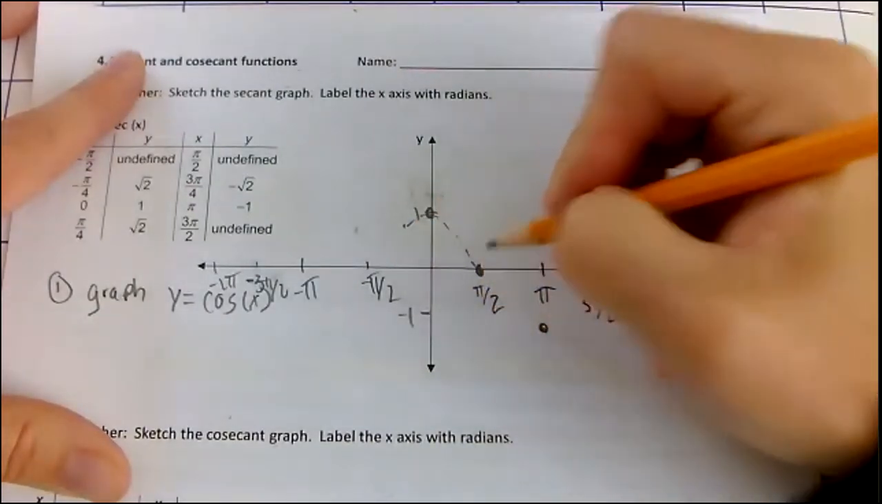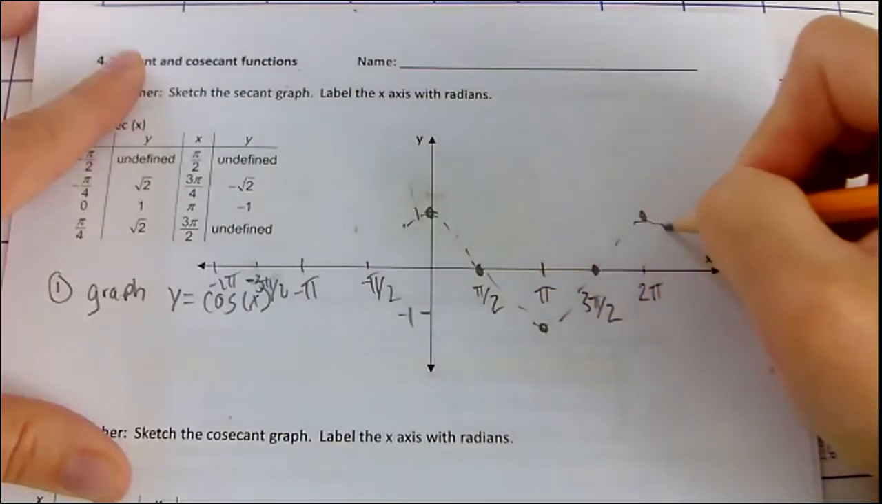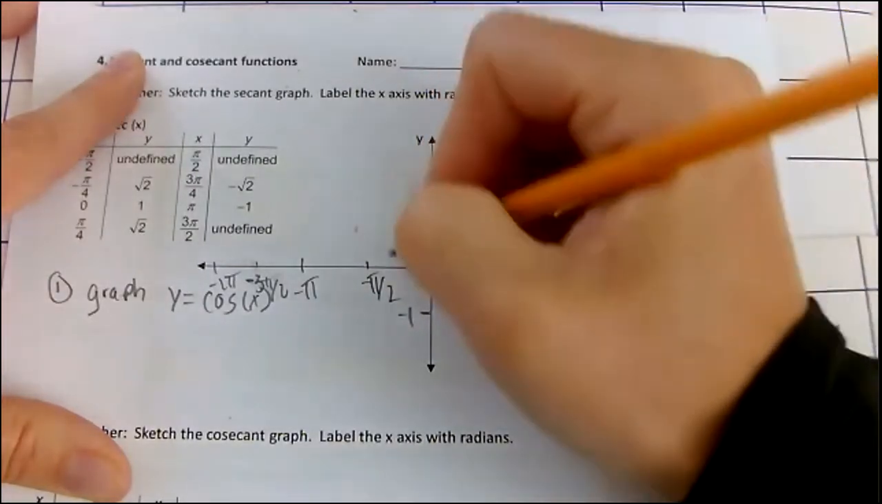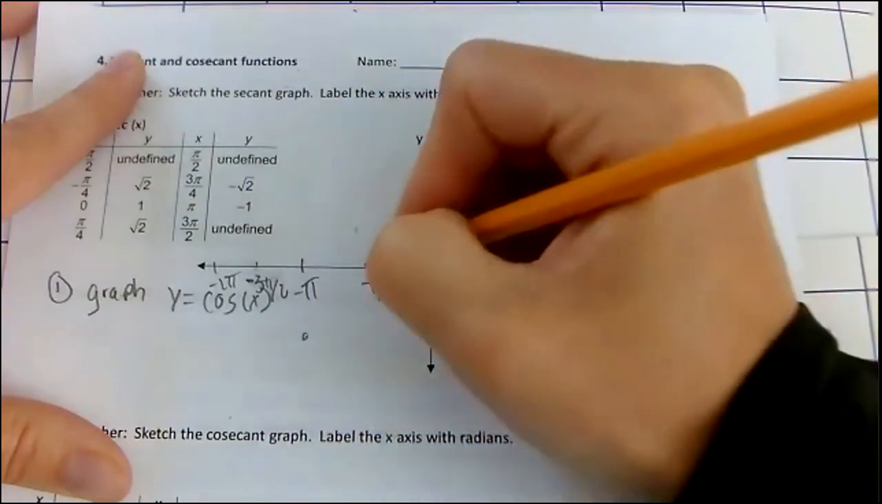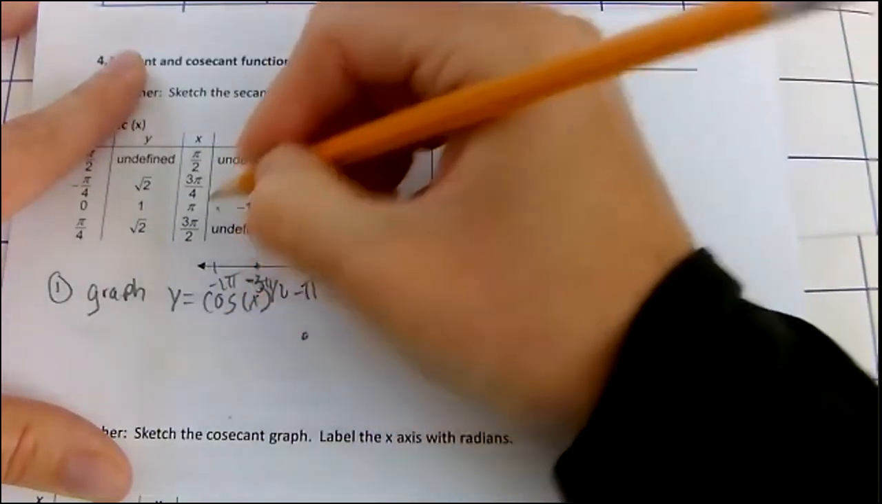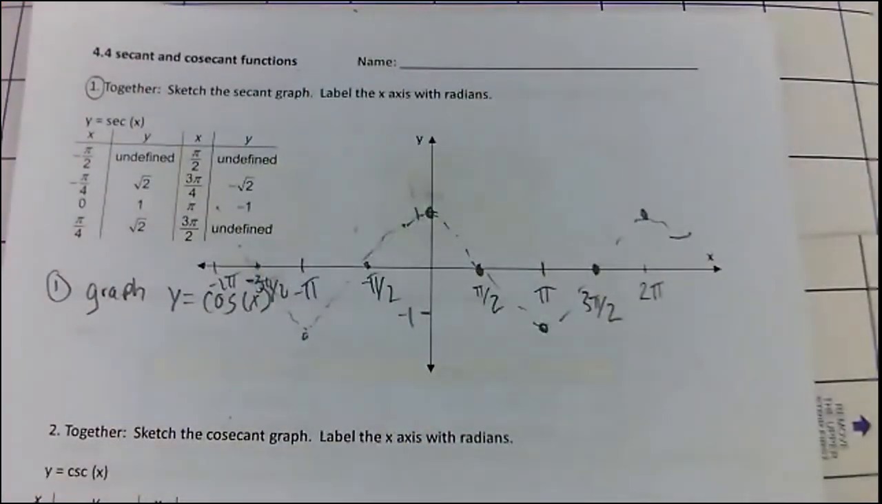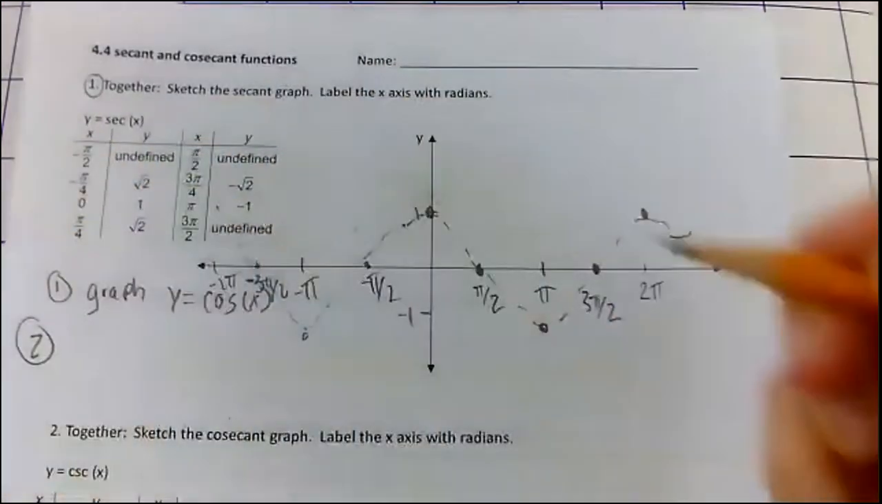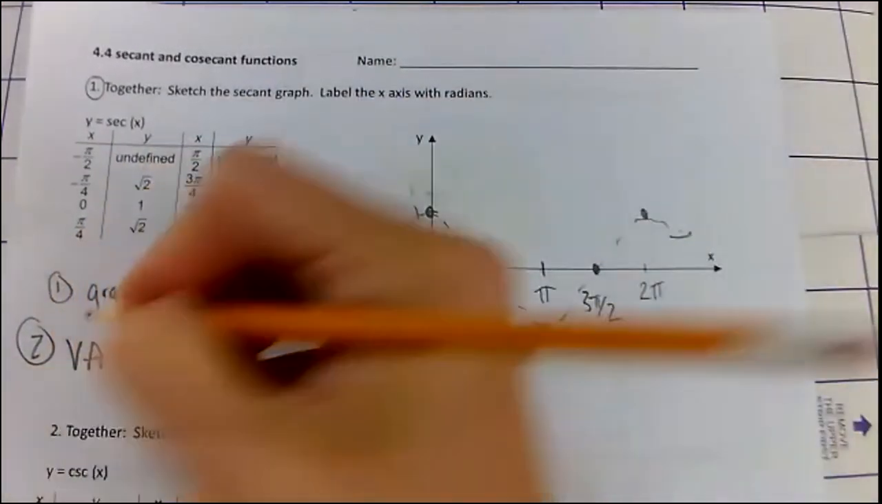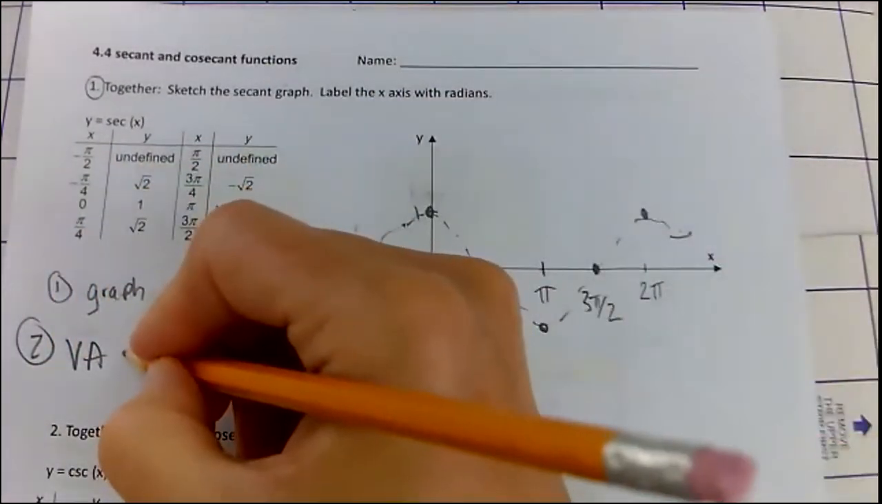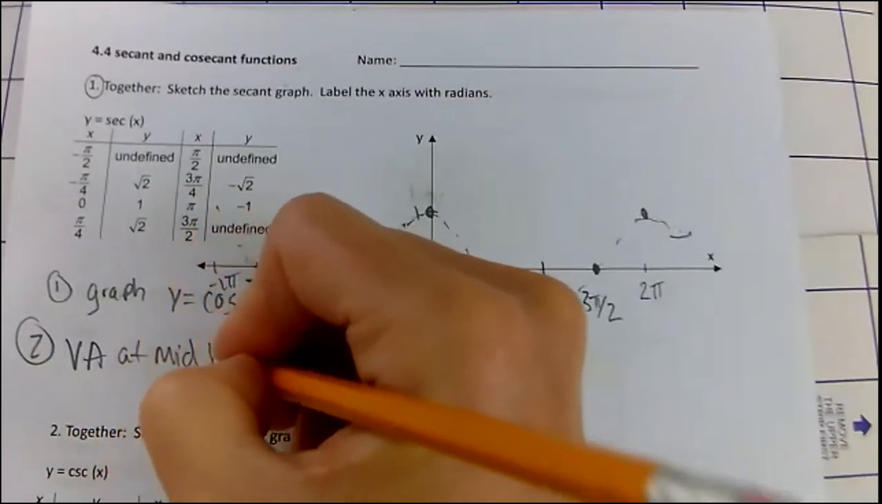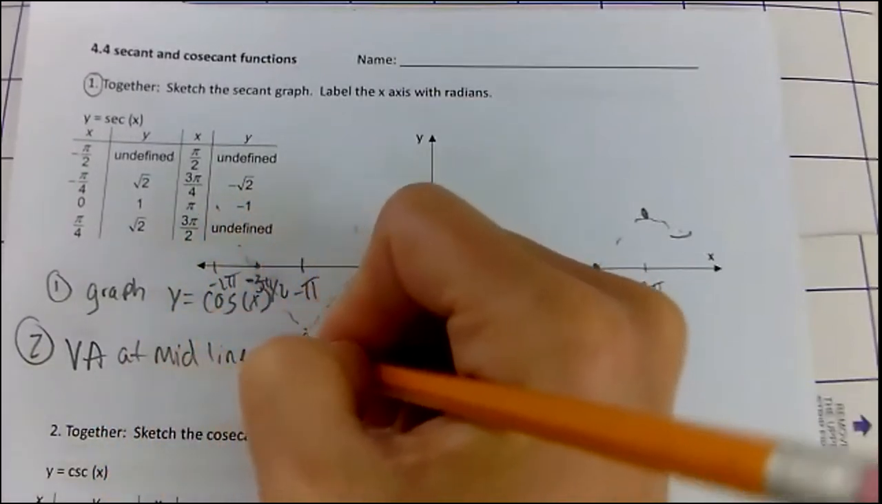So I'm going to do a dotted graph of this, okay? And then if I did it this way, it would look like this. Just dotted, just sketching that, okay? All right, so that's what cosine looks like. Step 2, vertical asymptotes. Now this happens at the midline points. At midline points. Okay.